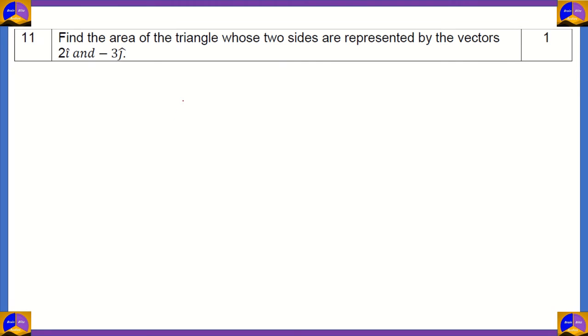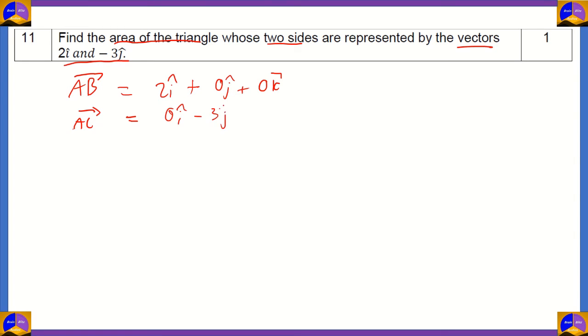Let's look at question number 11. You need to find the area of the triangle whose two sides are represented by the vectors 2i cap and minus 3j cap. So let's take one of the vectors as vector AB, and its value is given as 2i cap. So the other unit vectors are zeros. So 0j cap plus 0k cap. For, let's say, AC, the vector is 0i minus 3j plus 0k.